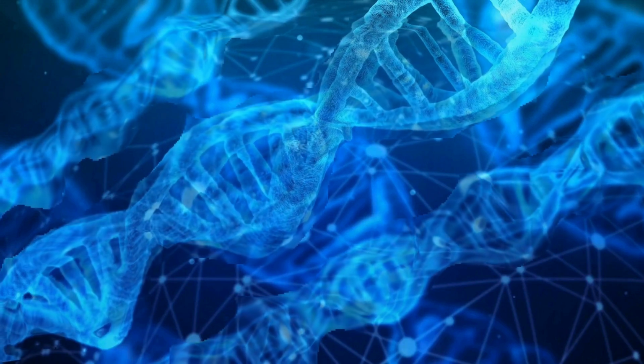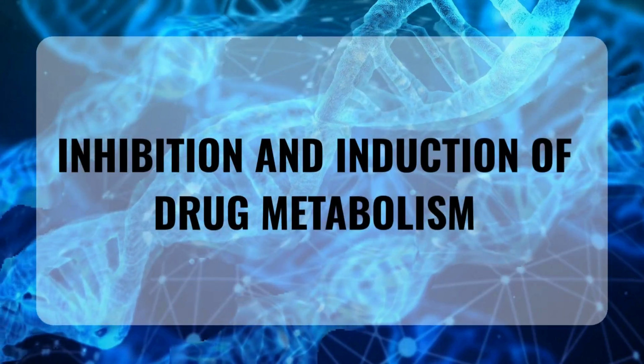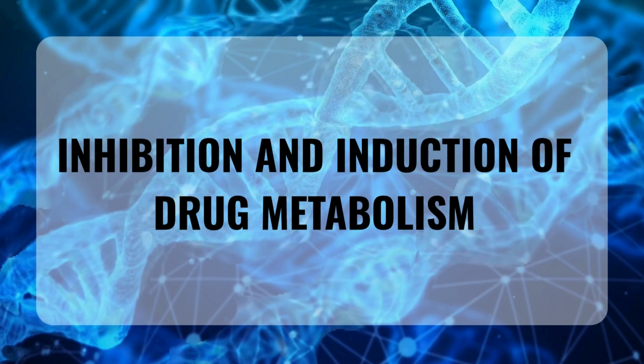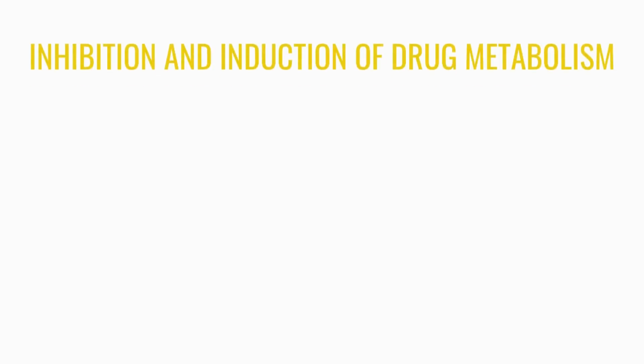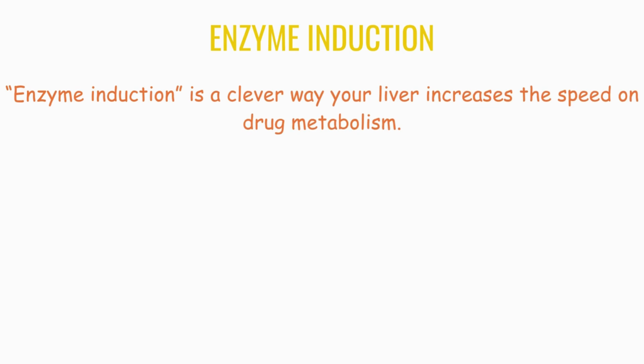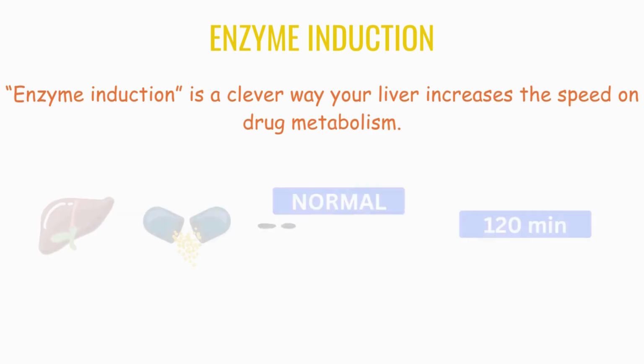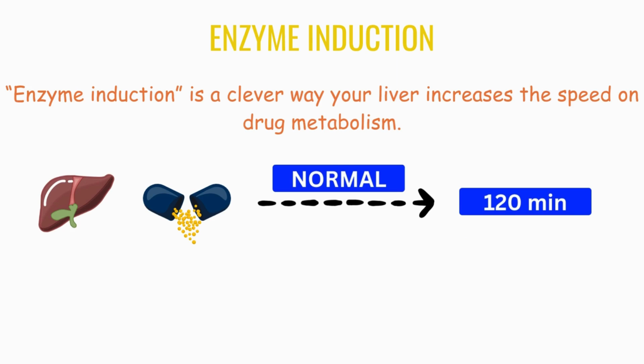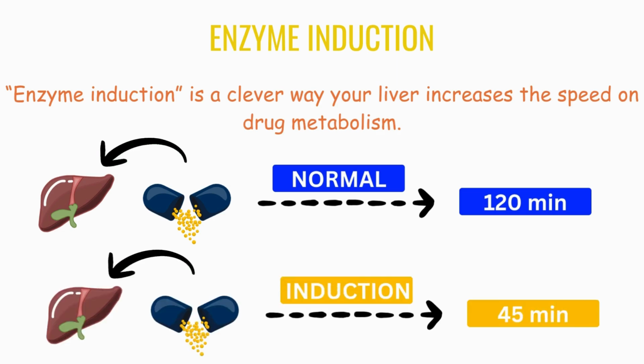In this video, we will discuss inhibition and induction of drug metabolism. First, let's talk about induction. Enzyme induction is a clever way your liver increases the speed of drug metabolism. So, in normal conditions, for a drug to be metabolized by the liver, let's say it takes 2 hours. When enzyme induction happens, the drug will be metabolized within 45 minutes. Let's explore what happens step by step.